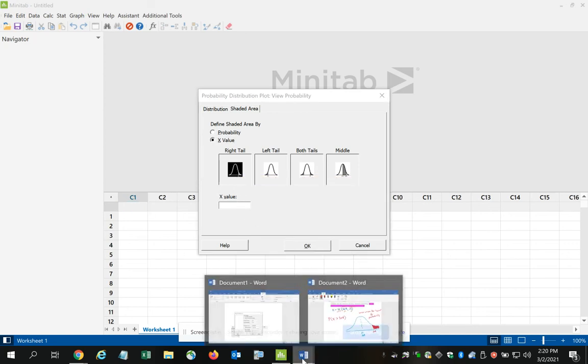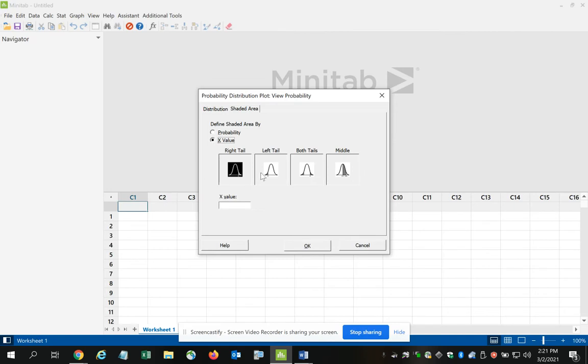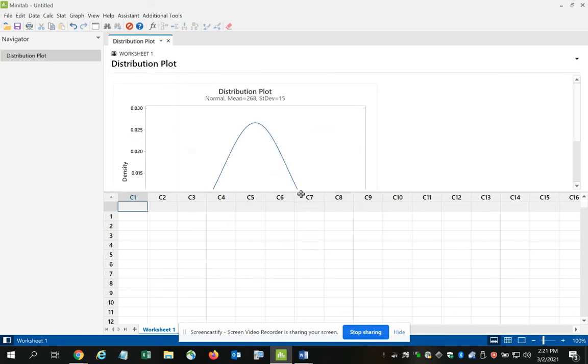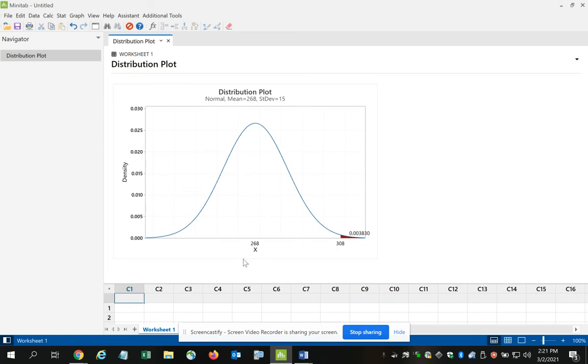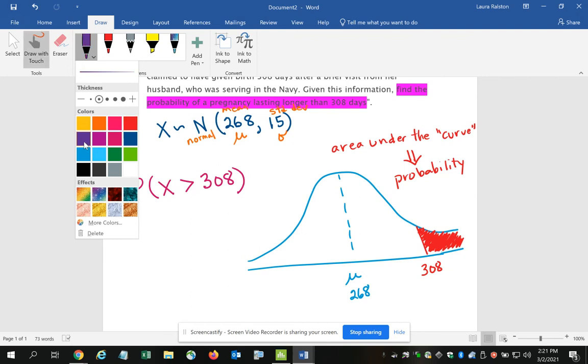And it's the right tail because if you go back and look at this picture, 308 is to the right of the mean, and then you're looking for greater than. So you're looking at the right side. That becomes the right tail, and my X value is 308 because that was the value given to me in the problem. Then I click OK. And Minitab gives me a picture similar to what I drew, and the answer is this decimal value right here. So it's 0.0038.